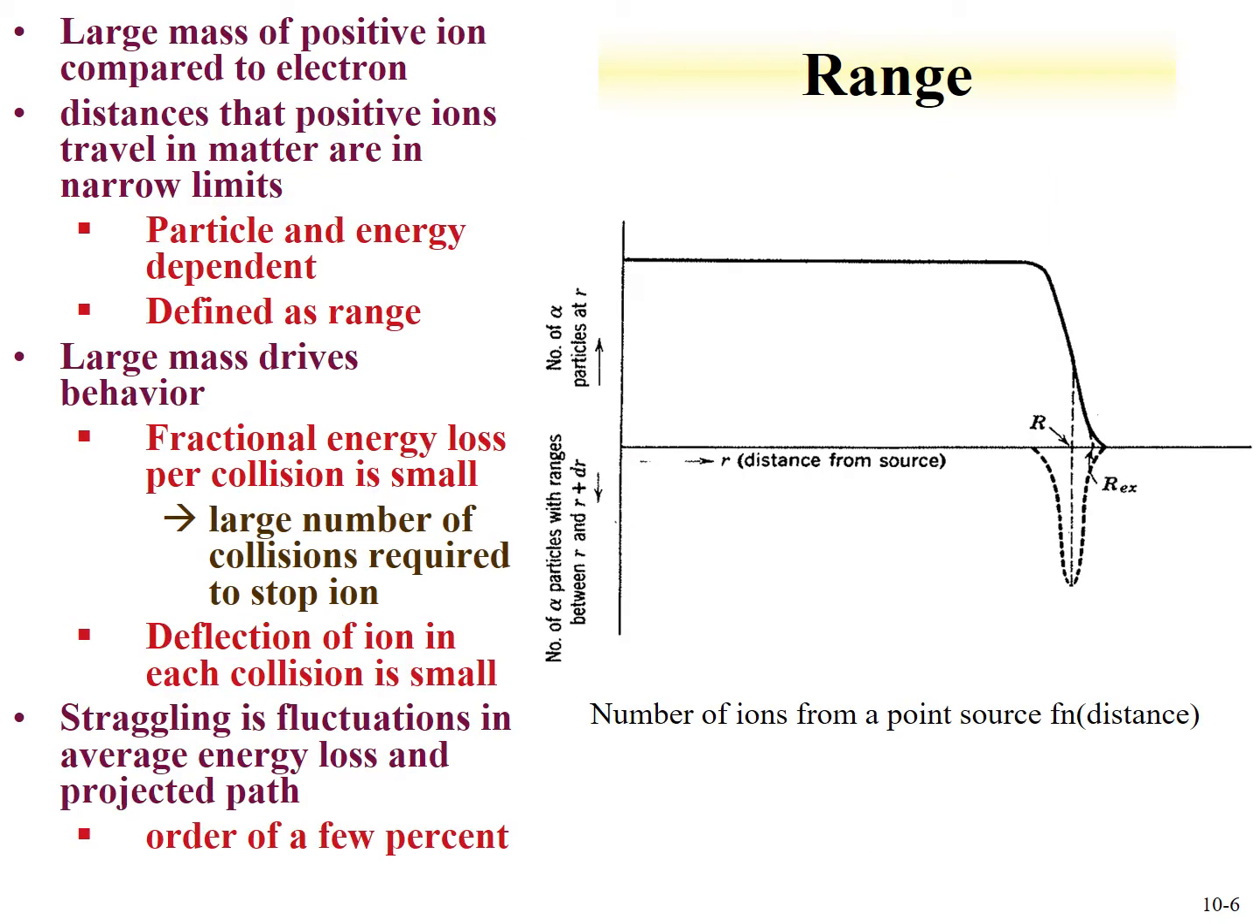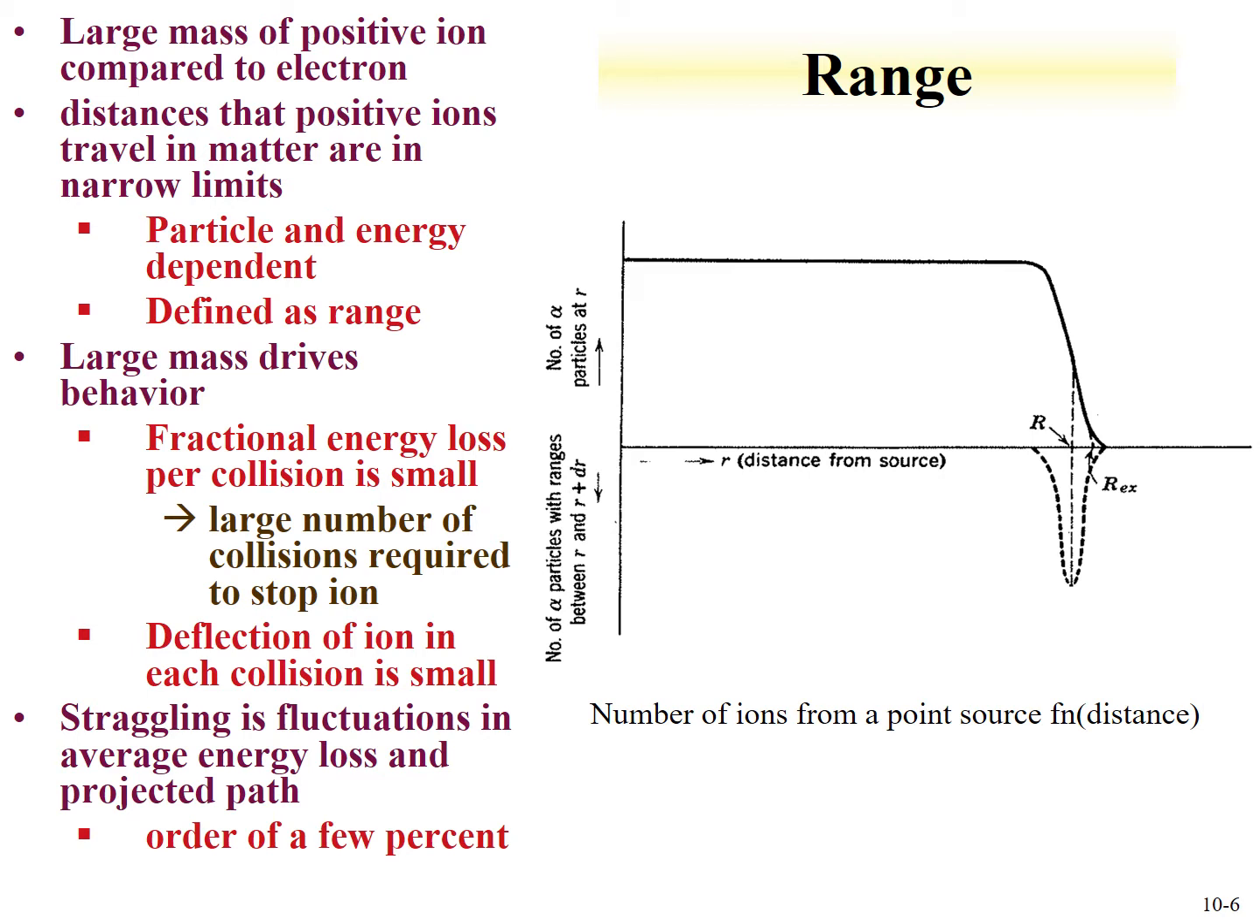The positive ions tend to be much more massive than the electrons. Therefore, they're going to impart a relatively large amount of energy to that electron and cause those secondary ionization events. But you're also going to have something related to a range, shown in the figure here, where the distance that a positive ion travels is somewhat within narrow limits. It's dependent upon the particle and the energy, and we define it as range, in other words, the range of a particle in material.